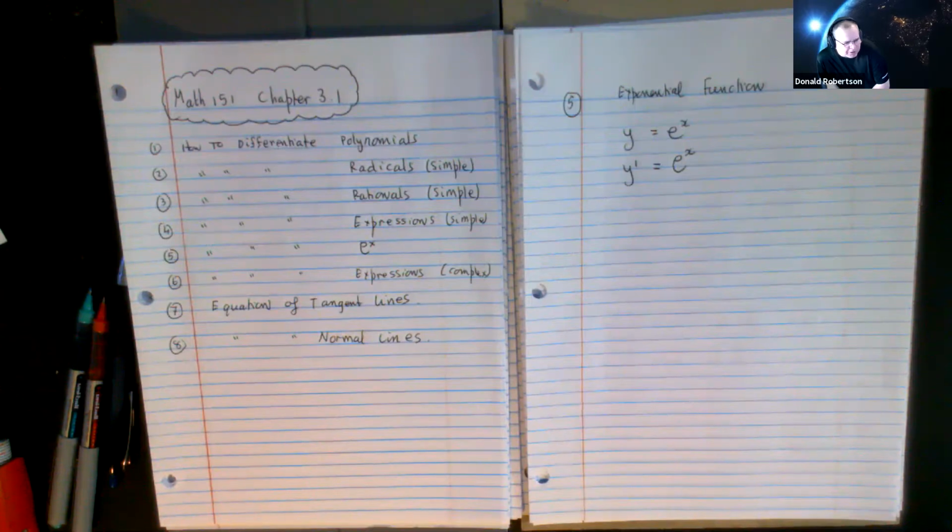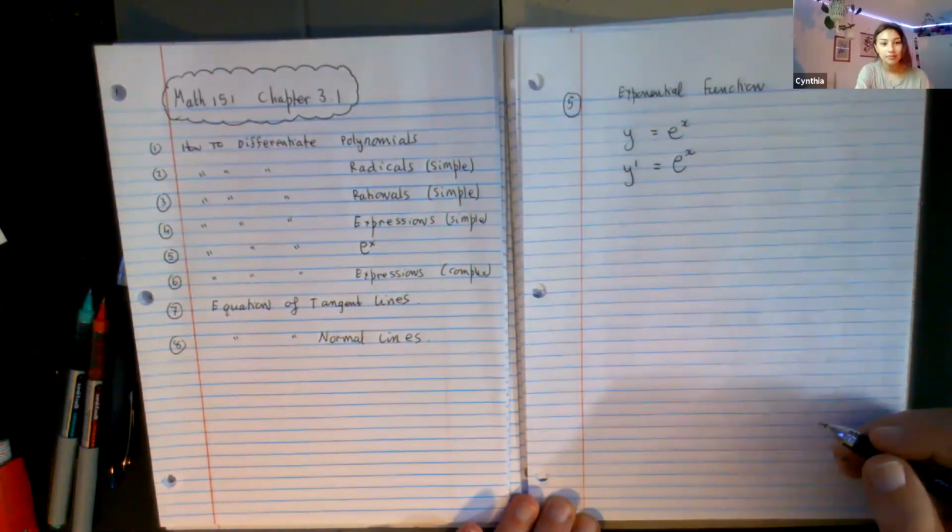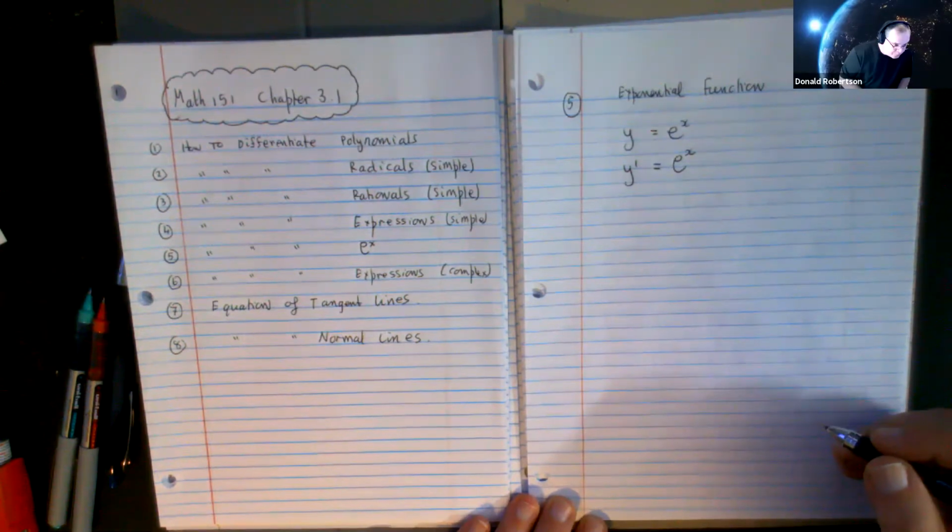Would you agree it's probably not worth giving it a name? Right? Yeah, it doesn't really do that much to get its derivative. Why is it just e to the x? That is the good question.